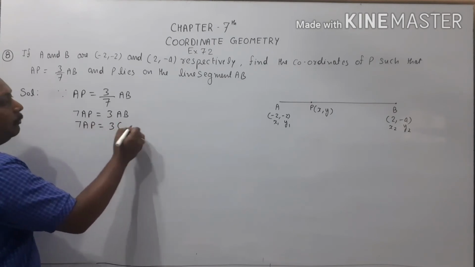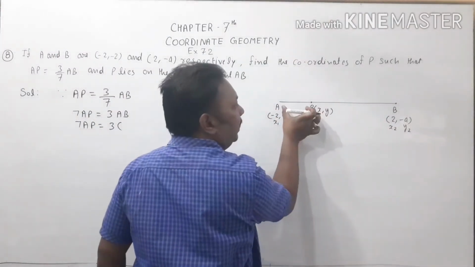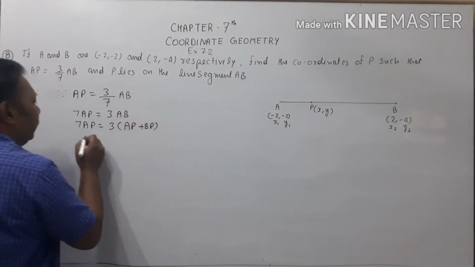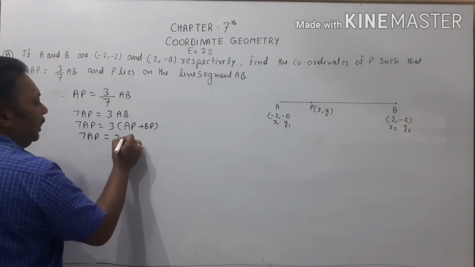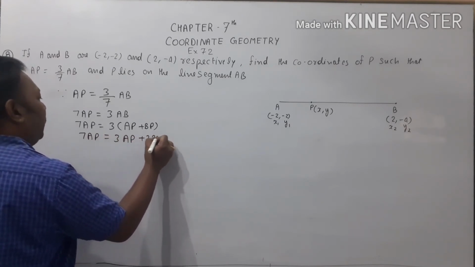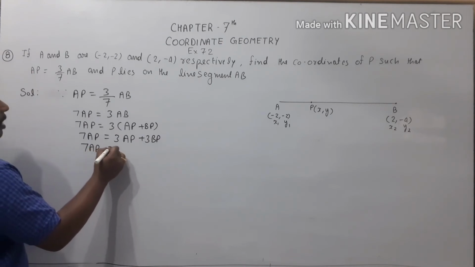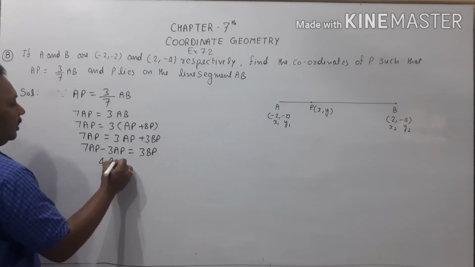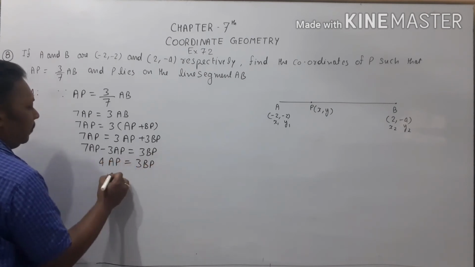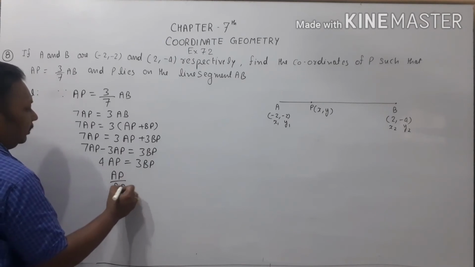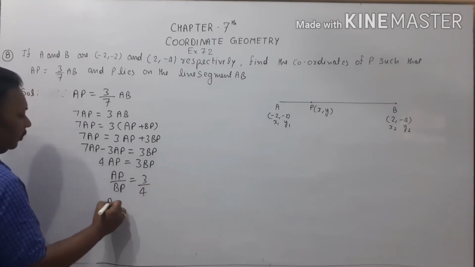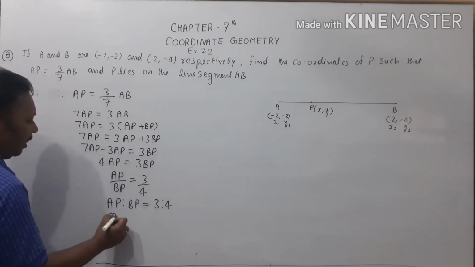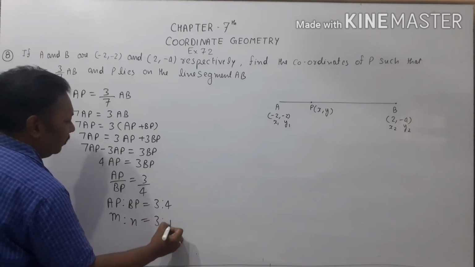In place of AB, you write AP plus BP. 7AP equals 3AP plus 3BP. 7AP minus 3AP equal to 3BP. 4AP equals 3BP, or AP upon BP equal to 3 upon 4, or AP ratio BP equal to 3 ratio 4. M ratio N equal to 3 ratio 4.